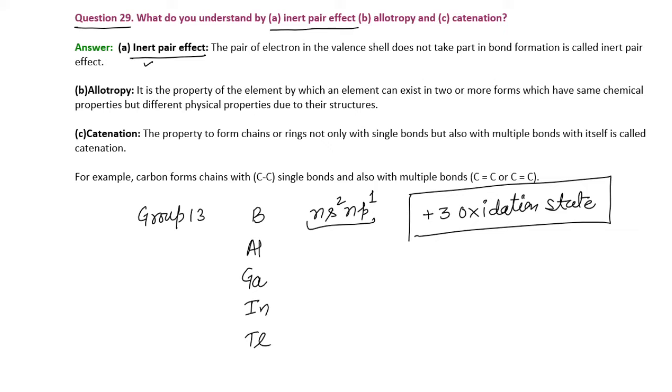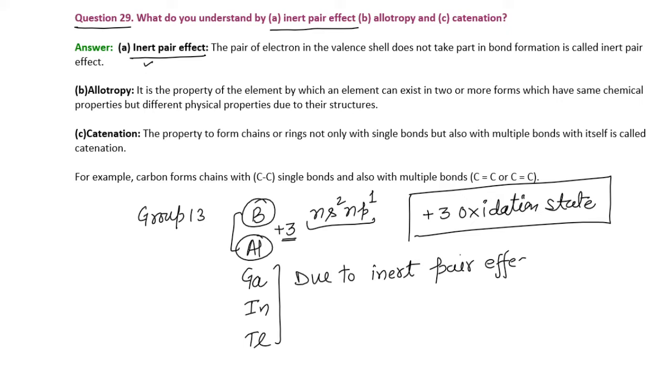Okay, so this is true of boron and aluminium. Keep in mind, only boron and aluminium can show +3 oxidation state. But when we go down the group, due to inert pair effect, what happened? Due to inert pair effect, gallium, indium as well as thallium show both the oxidation states +1 and +3.